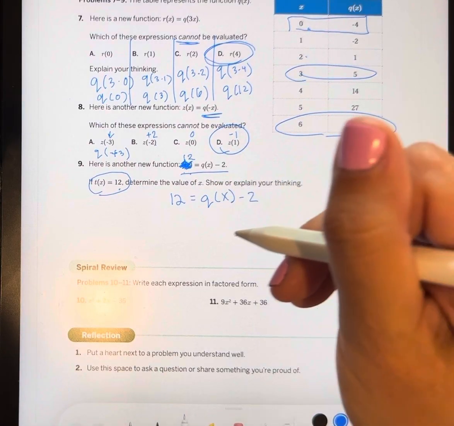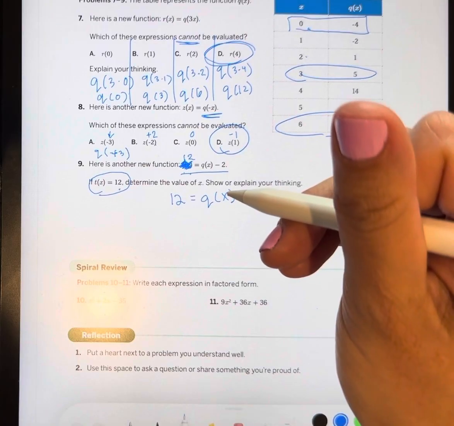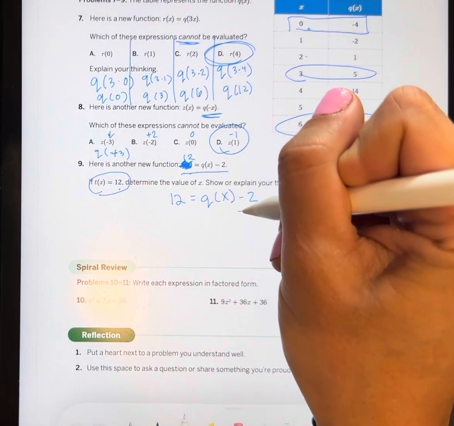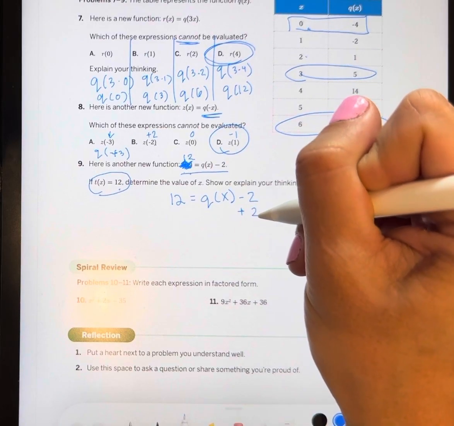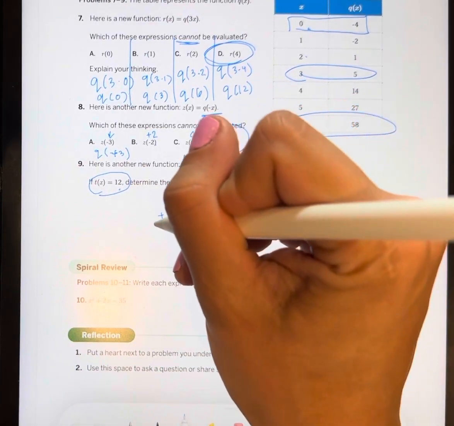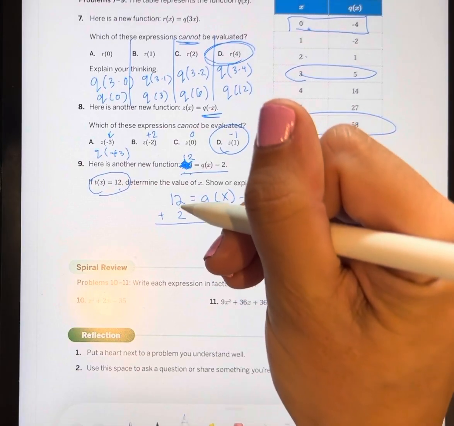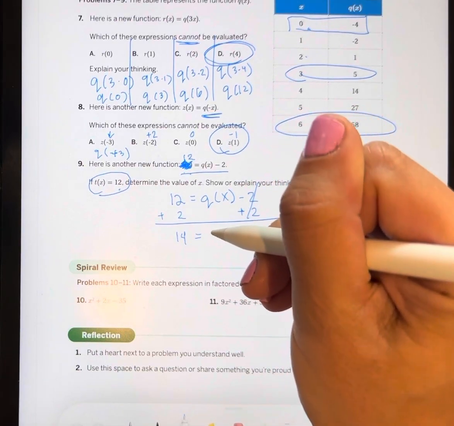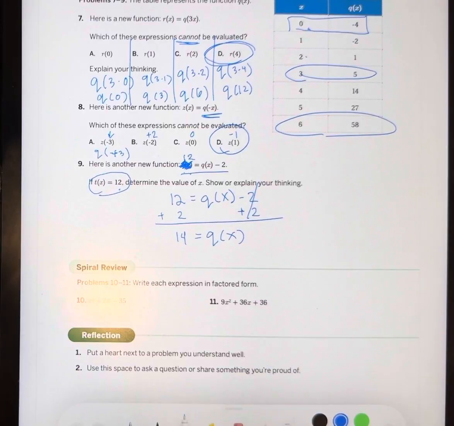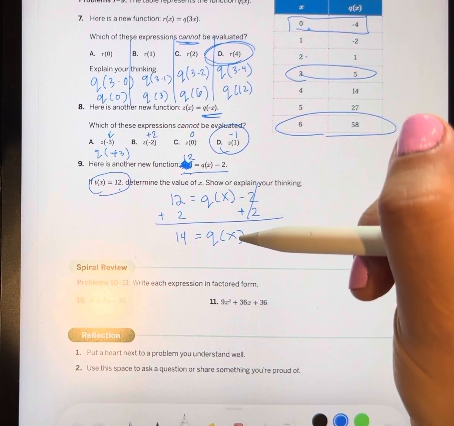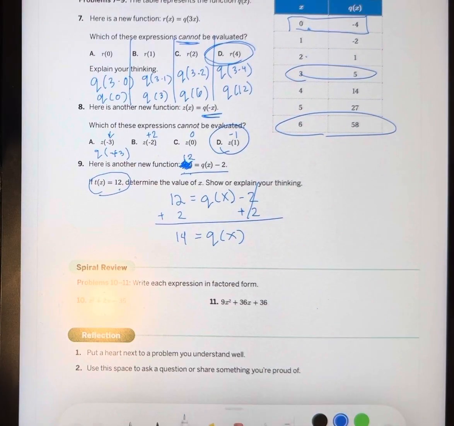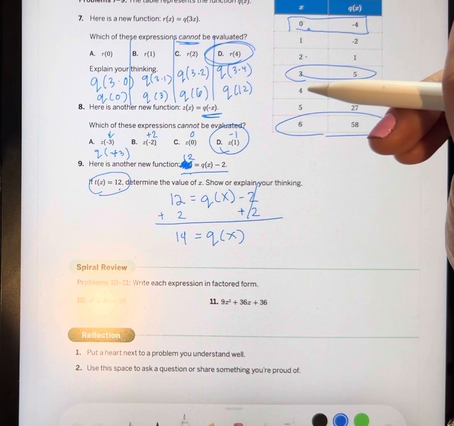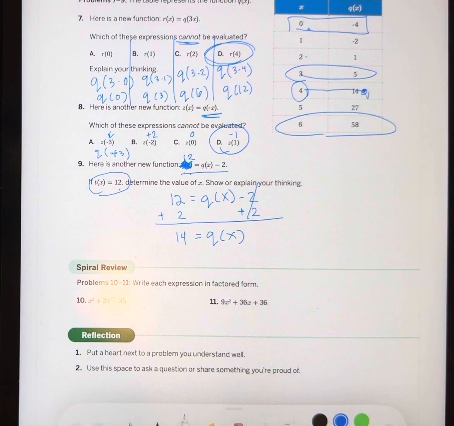So slowly, I got to get rid of everybody and isolate x. The first thing I'm going to do, the way you get rid of a minus 2 is to do plus 2 to both sides of the equation. 12 plus 2 is 14 equals q of x. And now, what x value do I plug in to get 14? Let's go. Look at it over here. There's 14. The x value that went in was 4.